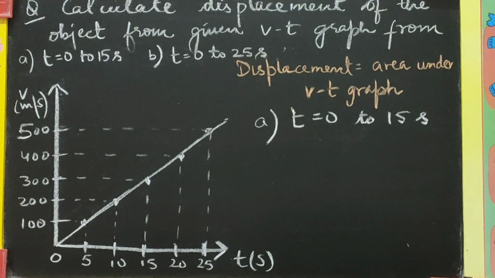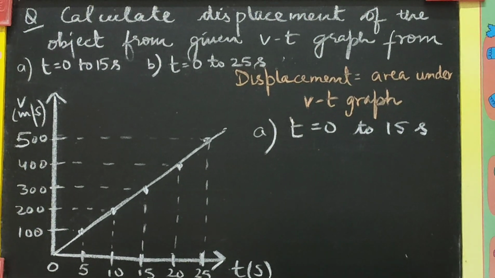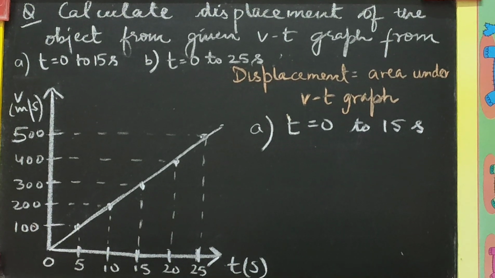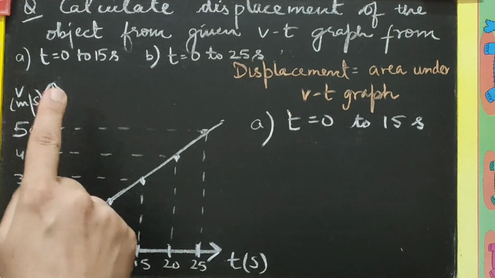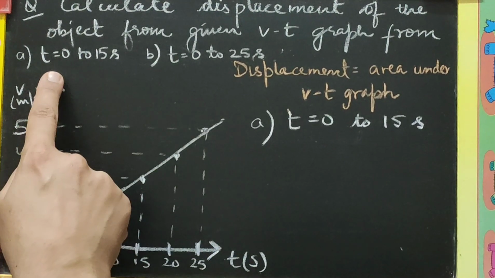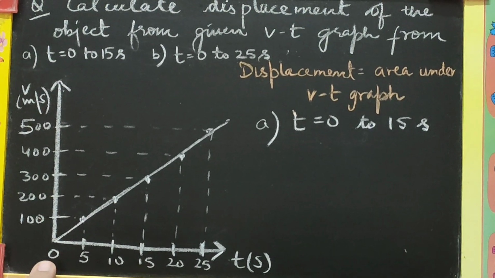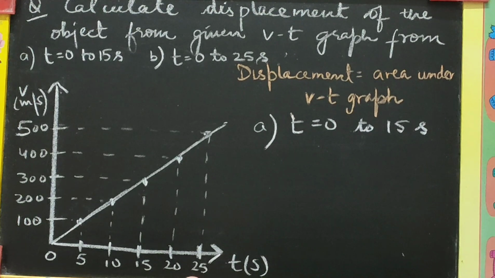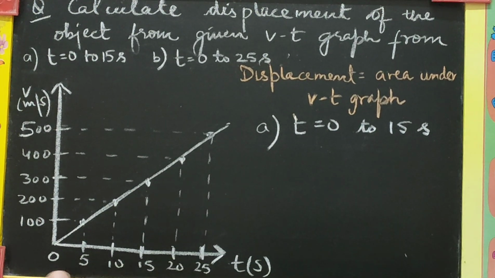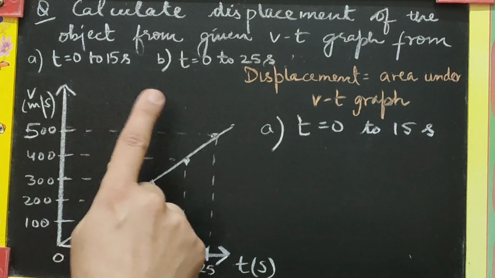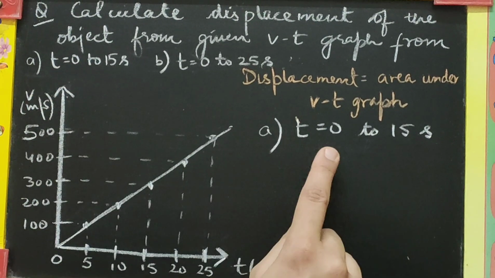Let us discuss another numerical. Here we have to calculate the displacement of the object from the given VT graph in two different intervals. One is from t0 to t15 and the other interval is from t0 to t25. So that means in the second case you have to calculate the total displacement. So let us do it one by one. First is t0 to t15 seconds.